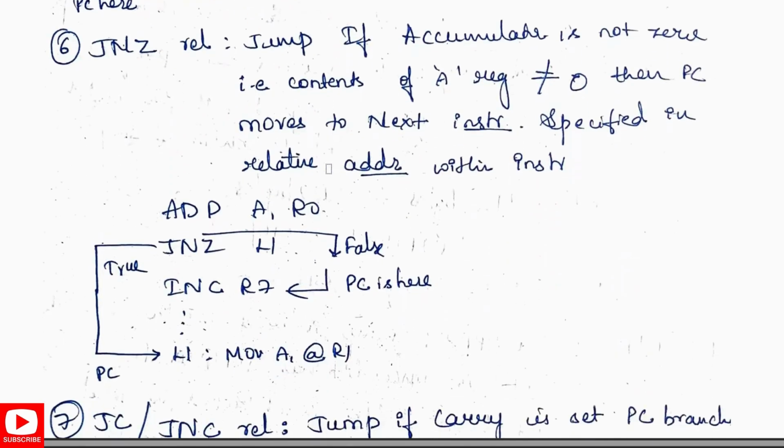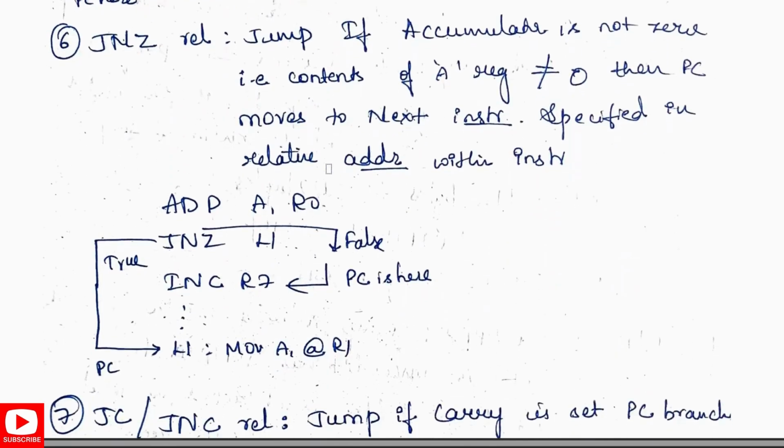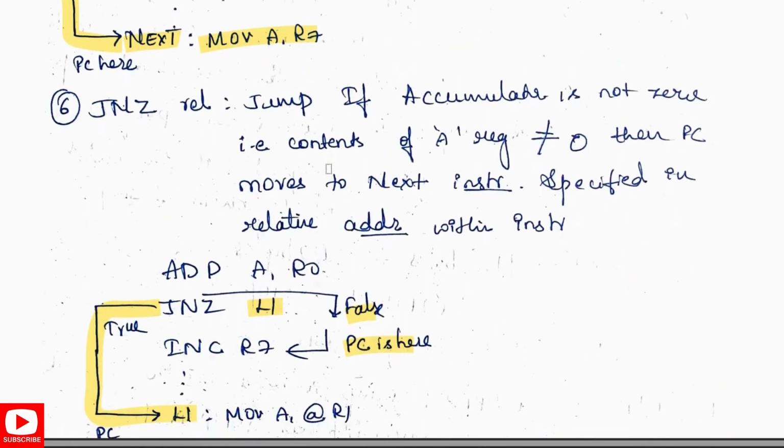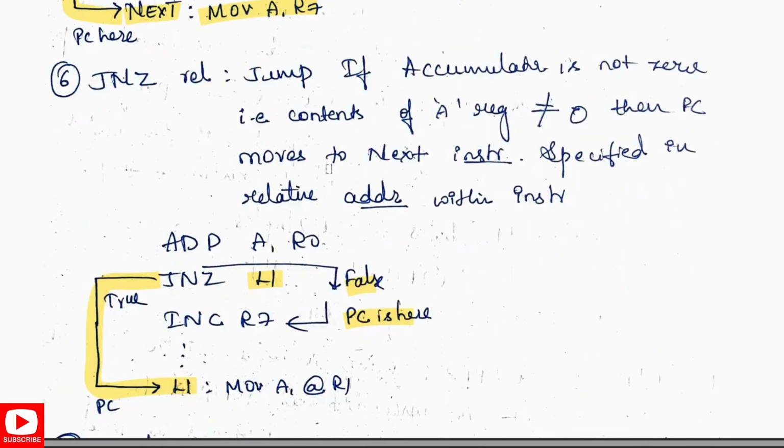Next is JNZ, jump if not equal to 0. If it is not equal to 0, then it will move to L1. If it is equal to 0, that is false, then the PC will remain here itself. Here you can see jump if accumulator is not 0, that is, the contents of A is not 0, then the PC will move to the instruction specified in the relative address.